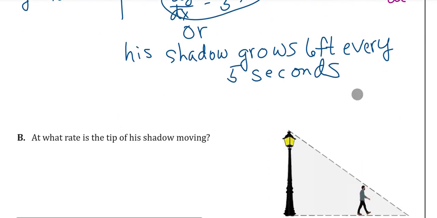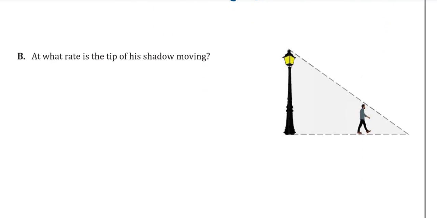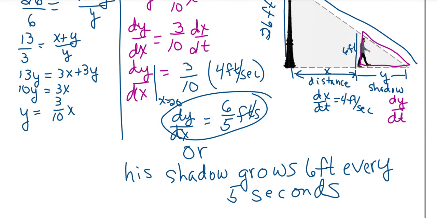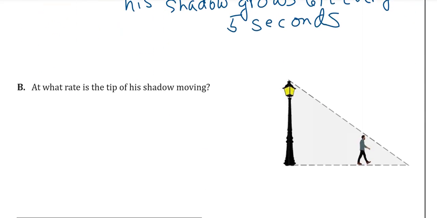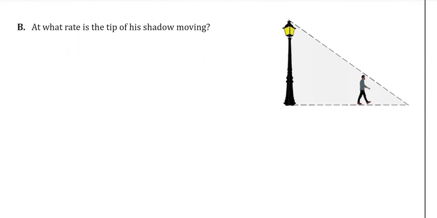Okay, and then finally part 2 says, at what rate is the tip of his shadow moving? So that's just the very tip. So going back to our picture above here, the tip of the shadow is, let me use the highlighter here, at this point right here. So it's this entire distance that is moving. So our equation is going to be this. We're looking at the rate of change of x plus y. That's where the tip of the shadow is.